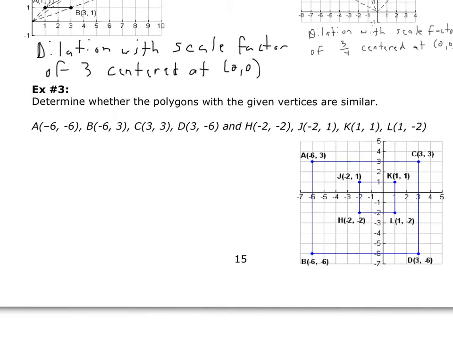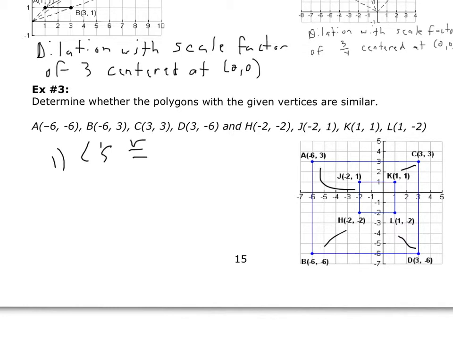One, you need to decide if the angles are congruent. Well, since we know that both of these are rectangles, we know that the angles are congruent. Okay, so our number one, we're in good shape here. The second thing, you need to see if the corresponding ordered pairs have similar ratios. So if you look at this, A would go with J, B would go with H, D would go with L, and C would go with K.